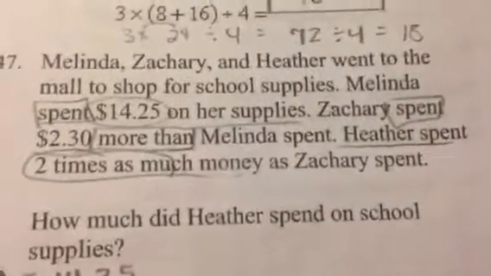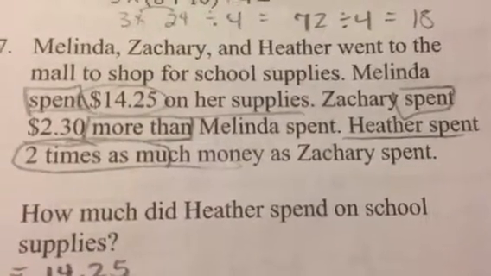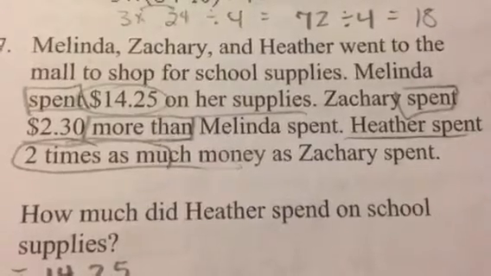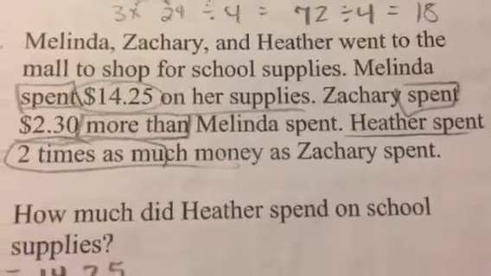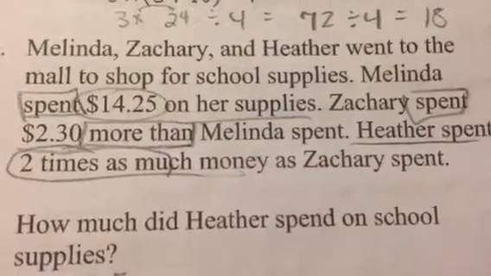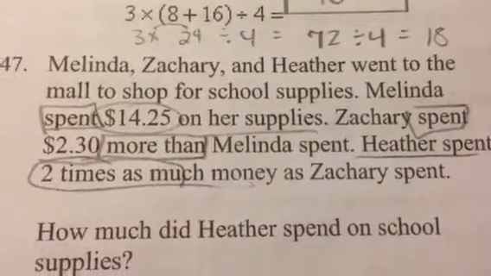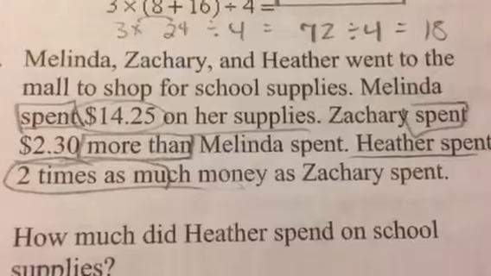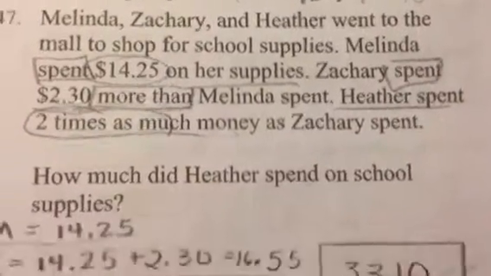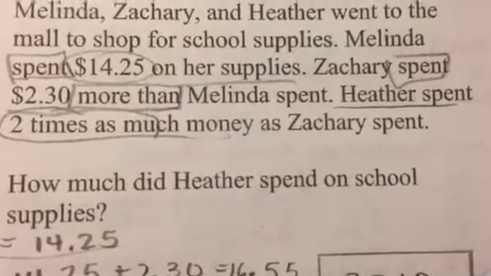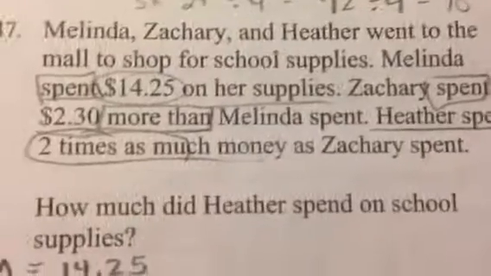Number 47 says Melinda, Zachary, and Heather went to the mall to shop for school supplies. Melinda spent $14.25 on her supplies. Zachary spent $2.30 more than Melinda spent, and Heather spent 2 times as much as Zachary spent. So again, I went through and I used my cubes. I circled $14.25, $2.30, and 2 times as much. Then I underlined my question, which is how much did Heather spend on school supplies? I boxed several operation words: spent, more than, times as much.